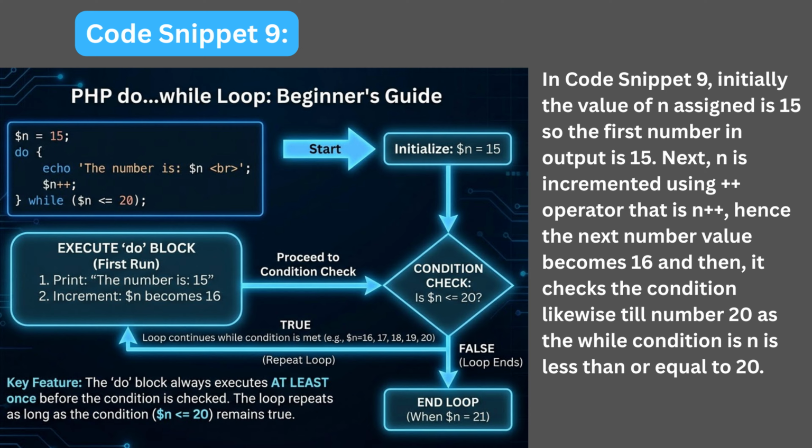The key takeaway here is that the code block inside a do-while loop always executes at least one time, even if the initial value does not meet the condition. In this example, even if n started at 25, the loop would still run once before stopping. That's what makes the do-while loop unique and useful when you want an action to occur before the condition is validated. This step-by-step process gives you a clear understanding of how the do-while loop handles execution, updating, condition checking, and termination.